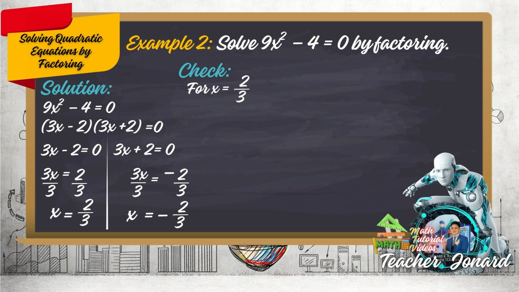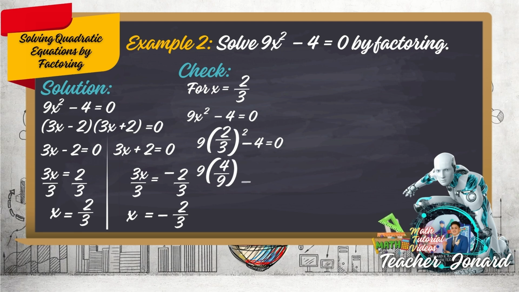For x equals 2/3, the original equation is 9x squared minus 4 equals 0. We have 9 times (2/3) squared minus 4 equals 0. Simplify, the square of 2/3 is 4 over 9. Then, 9 times 4 over 9 is 4. Then, 4 minus 4 is 0. The equation is true. So, x equals 2/3 is a correct solution.